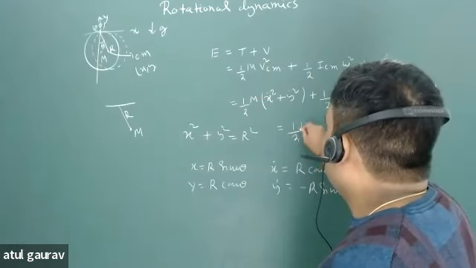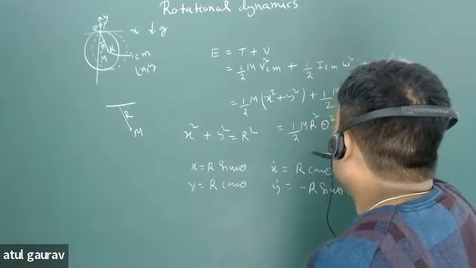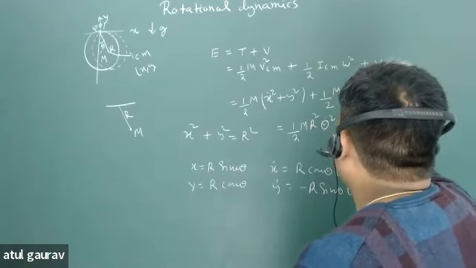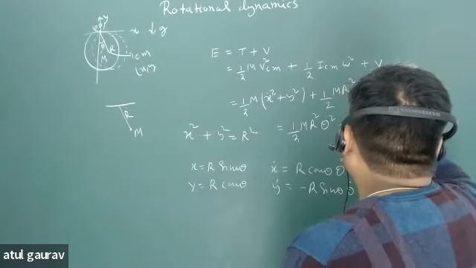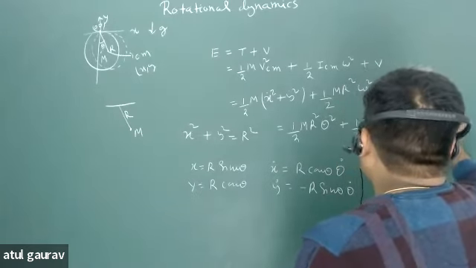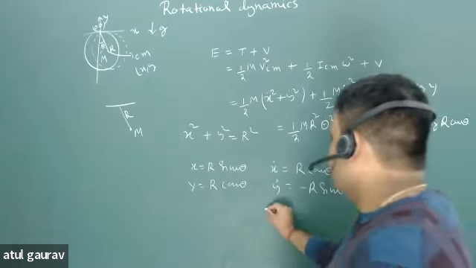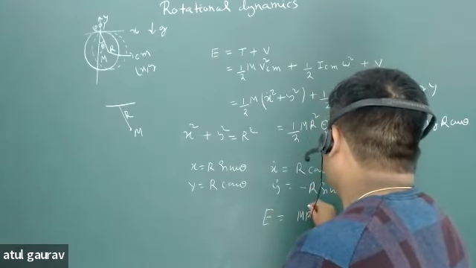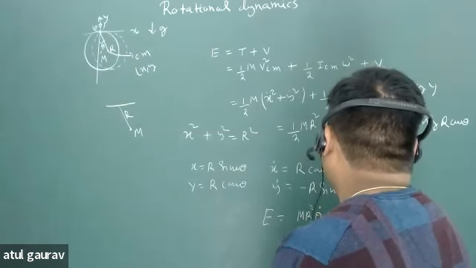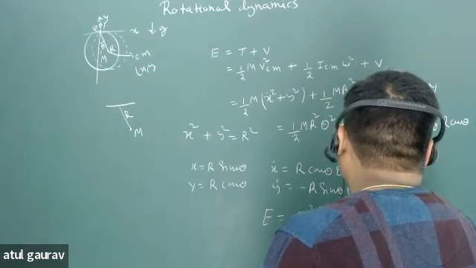So I can write that value: half m r squared theta dot squared plus half m r squared theta dot squared minus mg times y. And what is the value of y? It is nothing but r cos theta. And the total energy of the system is given by m r squared theta dot squared minus m g r cos theta.